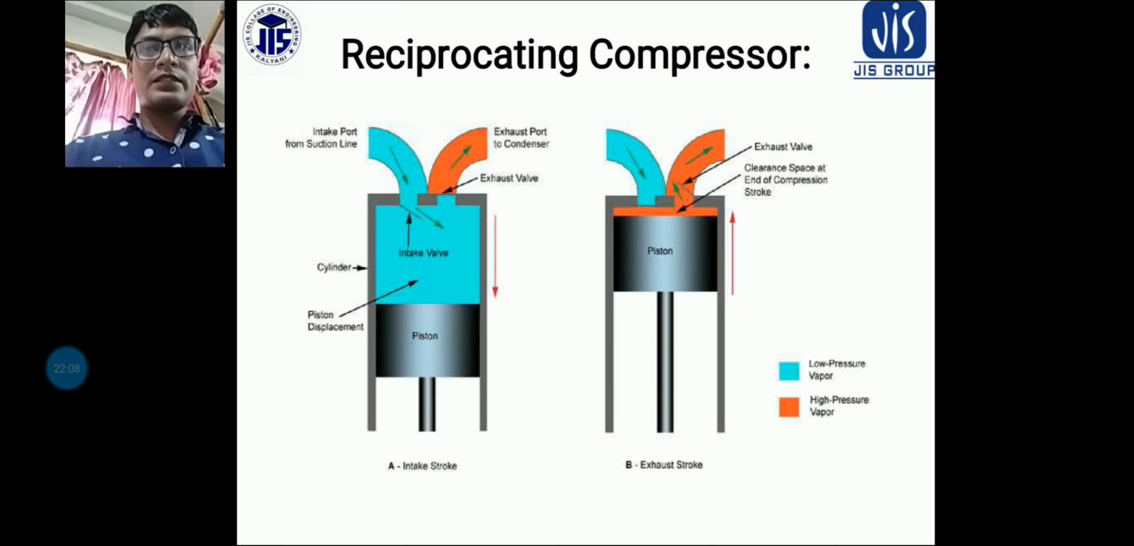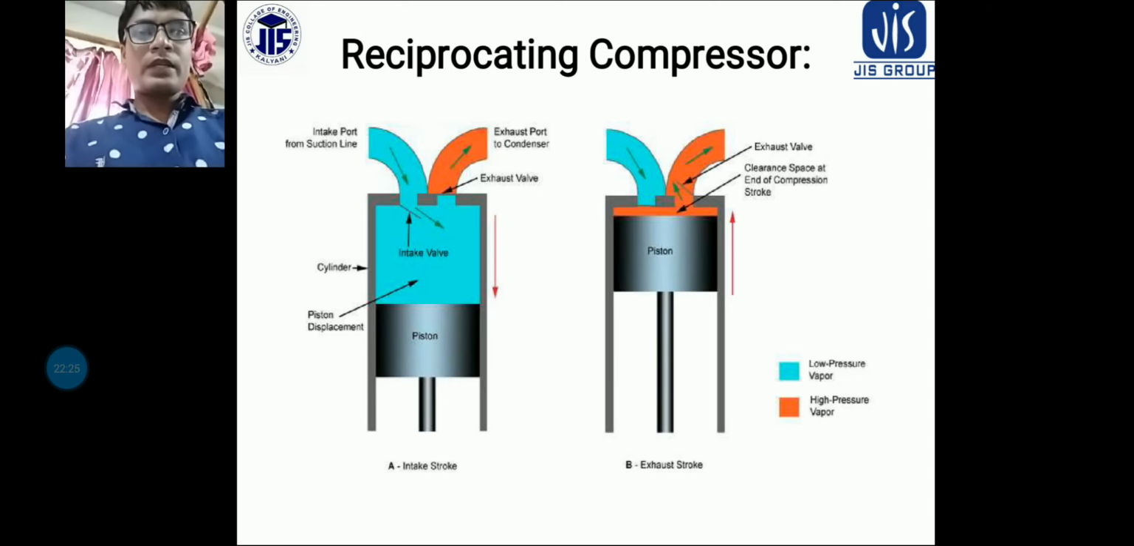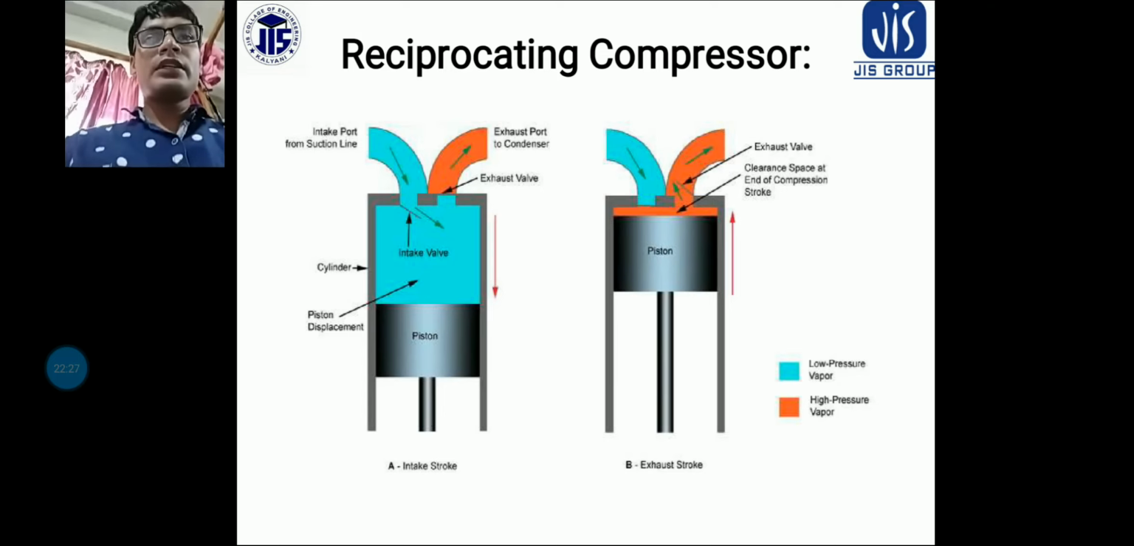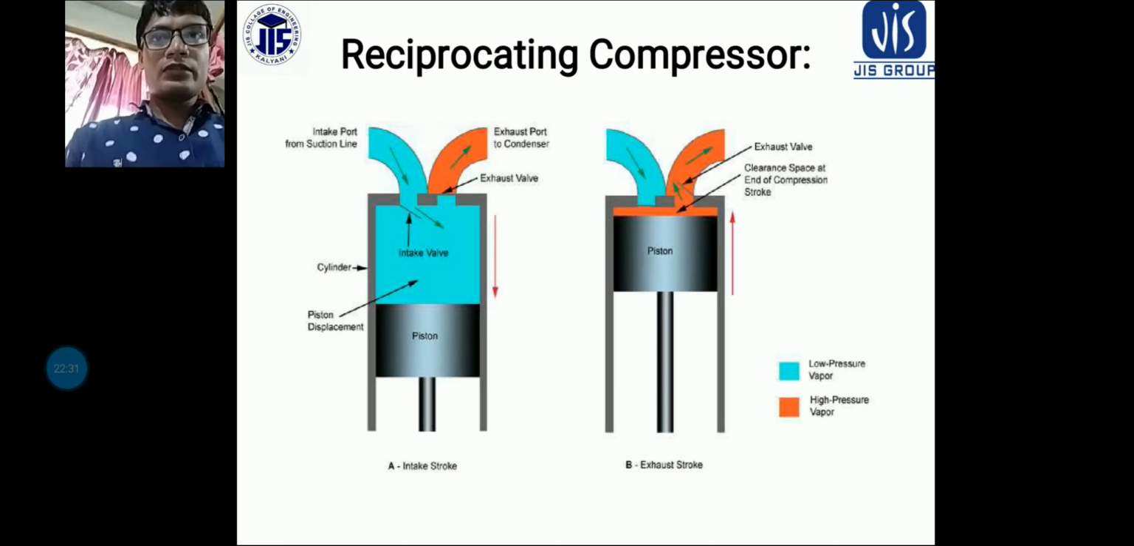Now next is your clearance factor. What do you mean by clearance factor? It is the ratio of clearance volume Vc to the piston displacement or swept volume Vs. So clearance factor is equal to Vc by Vs. Okay. So this is all about the terminology, and one more terminology you need to know, that is compression capacity.